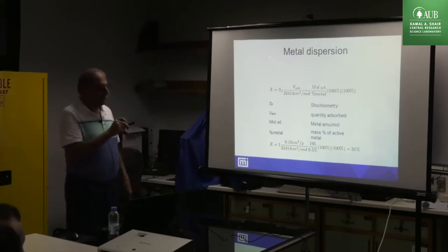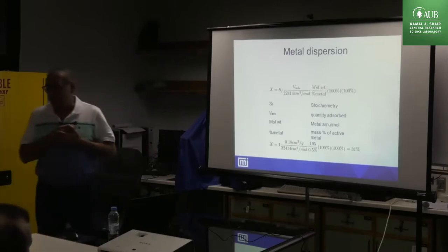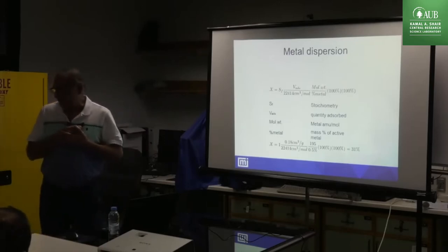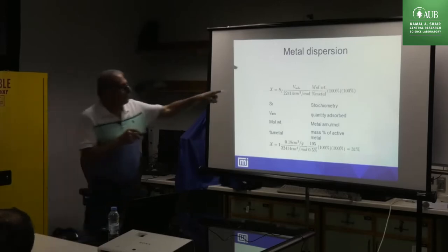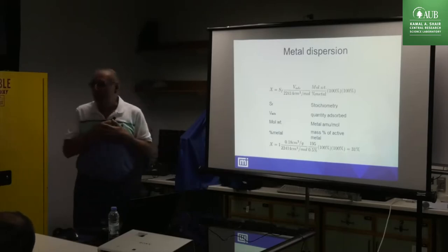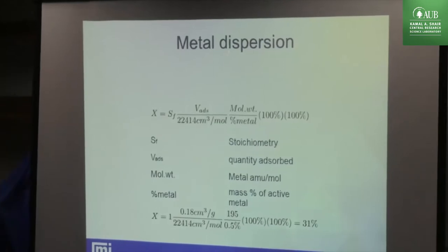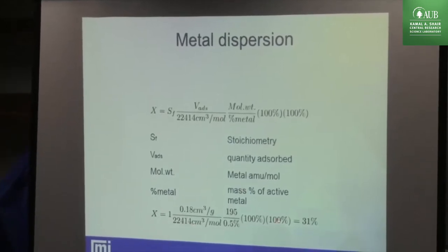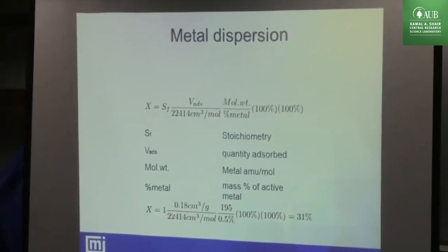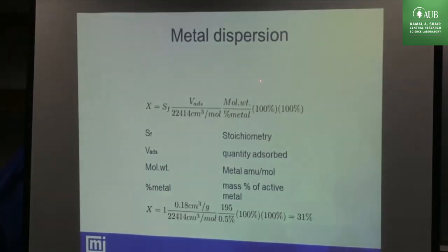We have to tell the program how much I have from the beginning. I have 5%, I have 10%, okay? And then from V sub m, it tells how much I have on the surface, and therefore I can calculate the dispersion, like this one here. For example, this is a platinum alumina. We have a reference material giving us 31% dispersion, okay? It's not very active. It's not a real catalyst. It's only for our reference materials, okay?